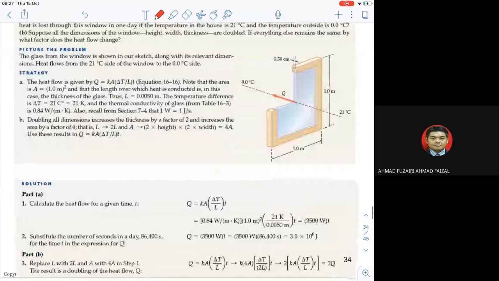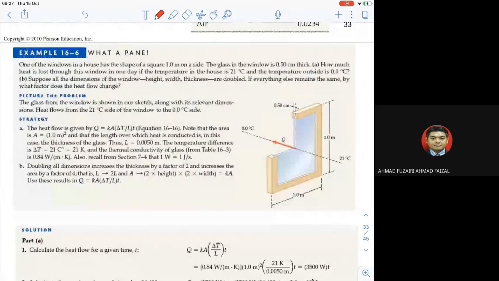All right, so let's say one of the windows in the house has the shape of a square, 1 meter on side. The glass in the window is 0.5 centimeter thick. How much heat is lost through this window in 1 day if the temperature of the house is 21 degrees Celsius and the outside is 0? So that is delta T. Suppose all the dimensions of the window, height, width, thickness, are doubled. If everything else remains the same, by what factor does the heat flow change?